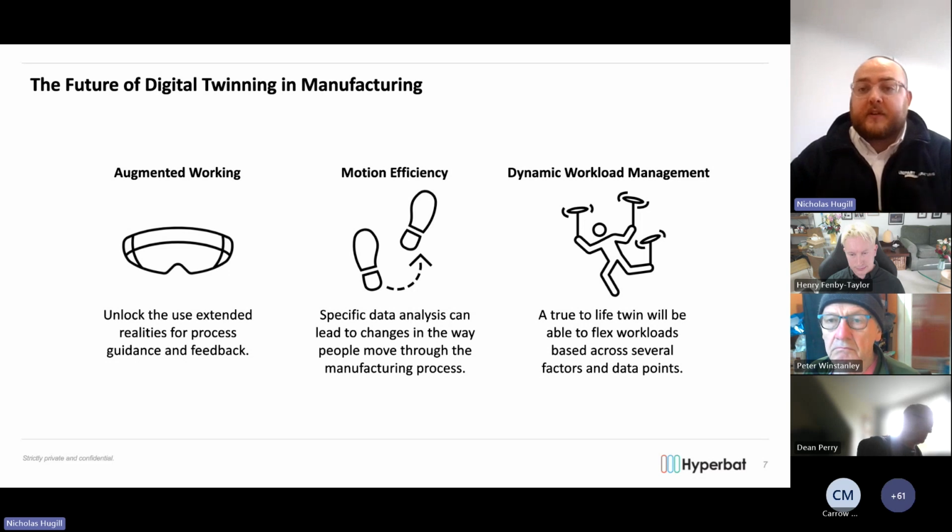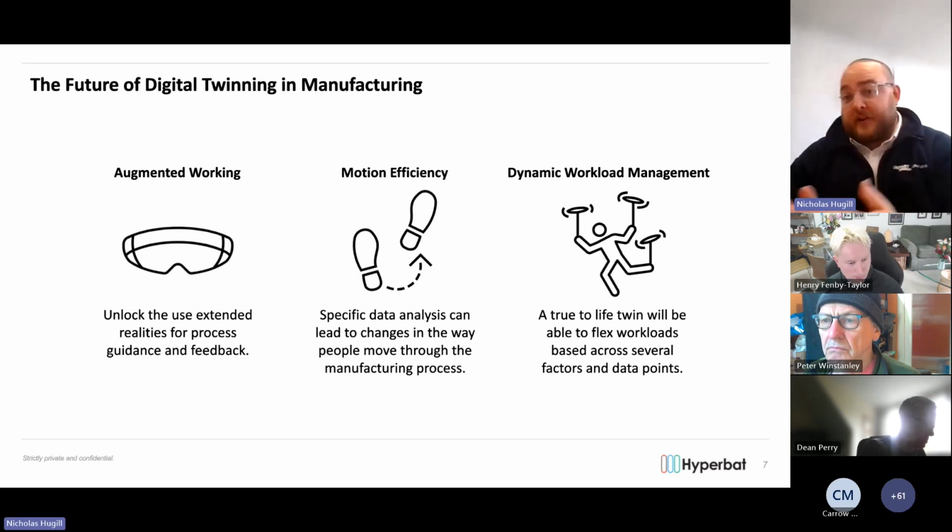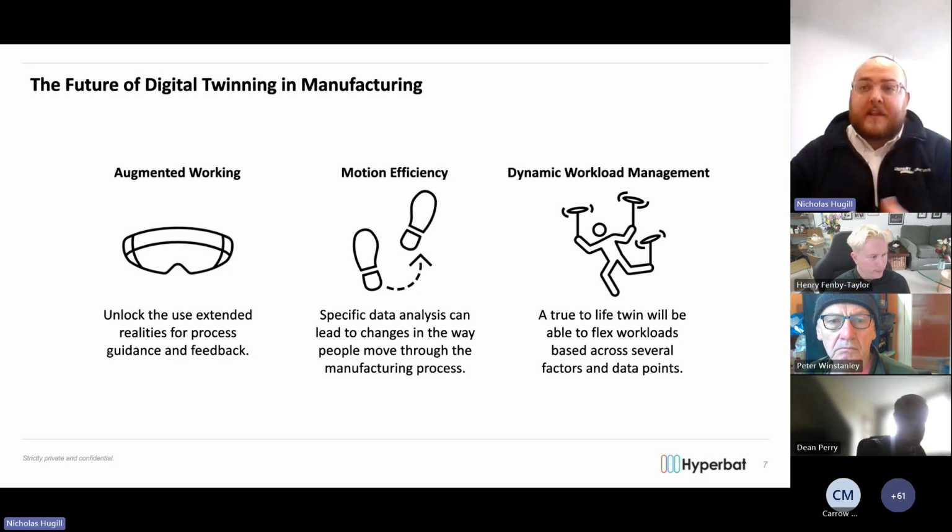So looking at the digital twin and whether when people do a process well, can we plan that into using their work all the time? So people who do a process better than other people can be given that process more often.